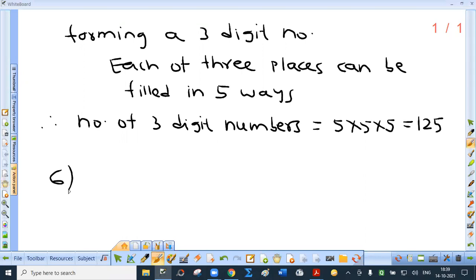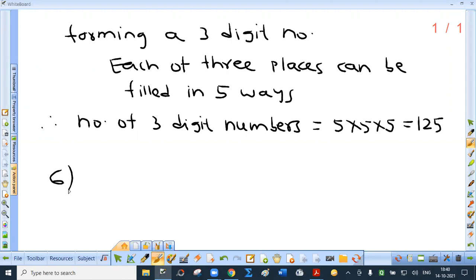See, there are 3 rings, each containing 5 different letters. So each ring can be adjusted in 5 different ways. By fundamental principle, 3 rings can be adjusted in how many ways? 5 into 5 into 5, that is 125 ways. Now, out of these 125 trials, only one trial is successful to open the lock, right? So what is the maximum number of false trials? It is 125 minus 1, that is 124.